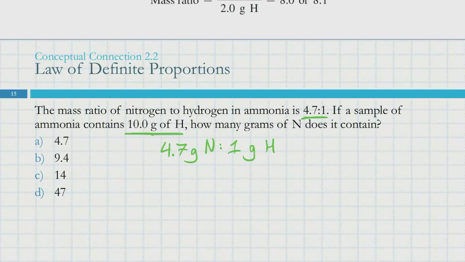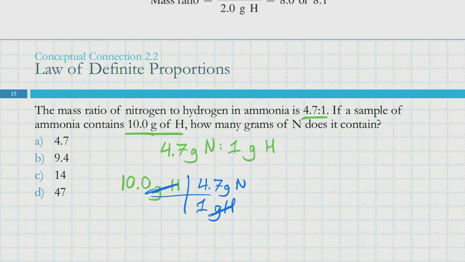So we're starting with 10 grams of hydrogen. This ratio we can use as a conversion factor. So 4.7 grams nitrogen over 1 gram hydrogen. Grams hydrogen cancels. 10 times 4.7, 47 grams of nitrogen.